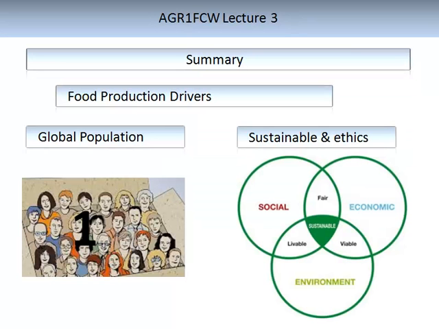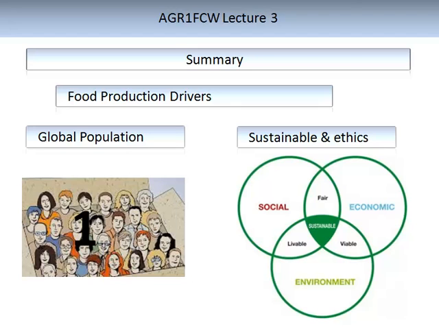So this brings us to the end of this lecture, and in summary, you will have learnt about the important role of global population in its historical, current and future context. It is without doubt the number one driver of food production change, both past, present, and almost certainly future. In this lecture we also learnt about how sustainability, and to a lesser degree ethics or social interactions, can enable food production change.